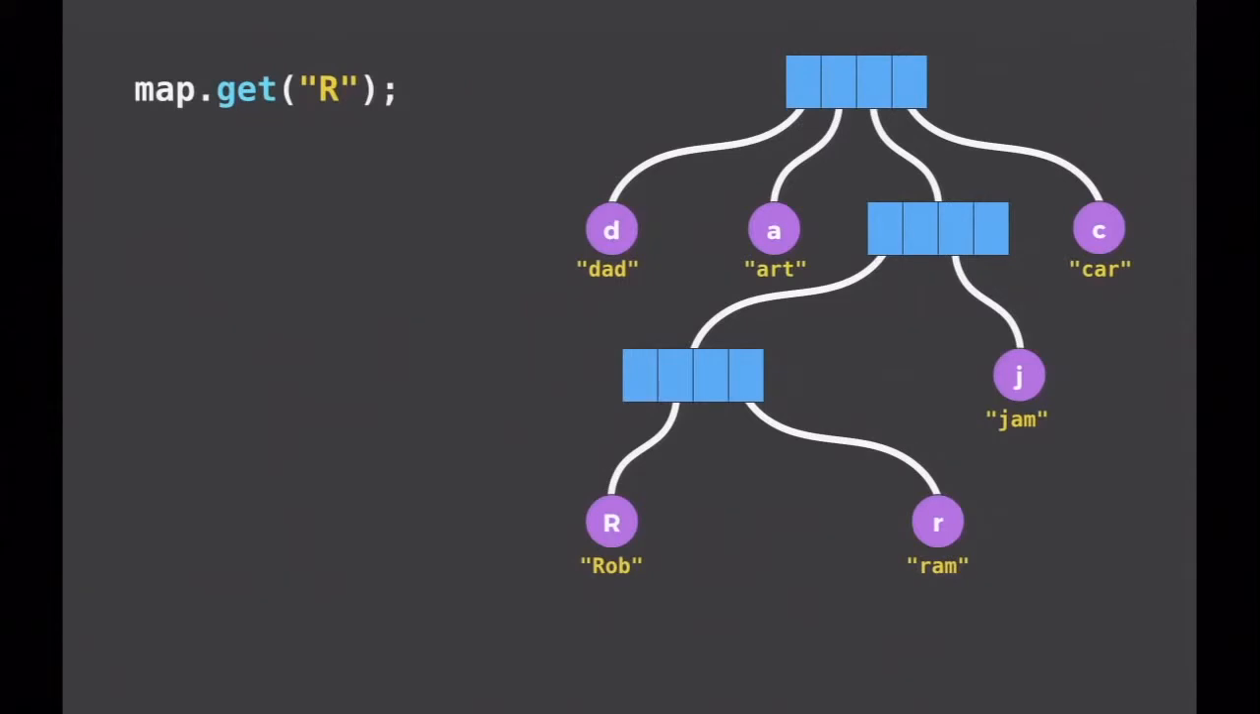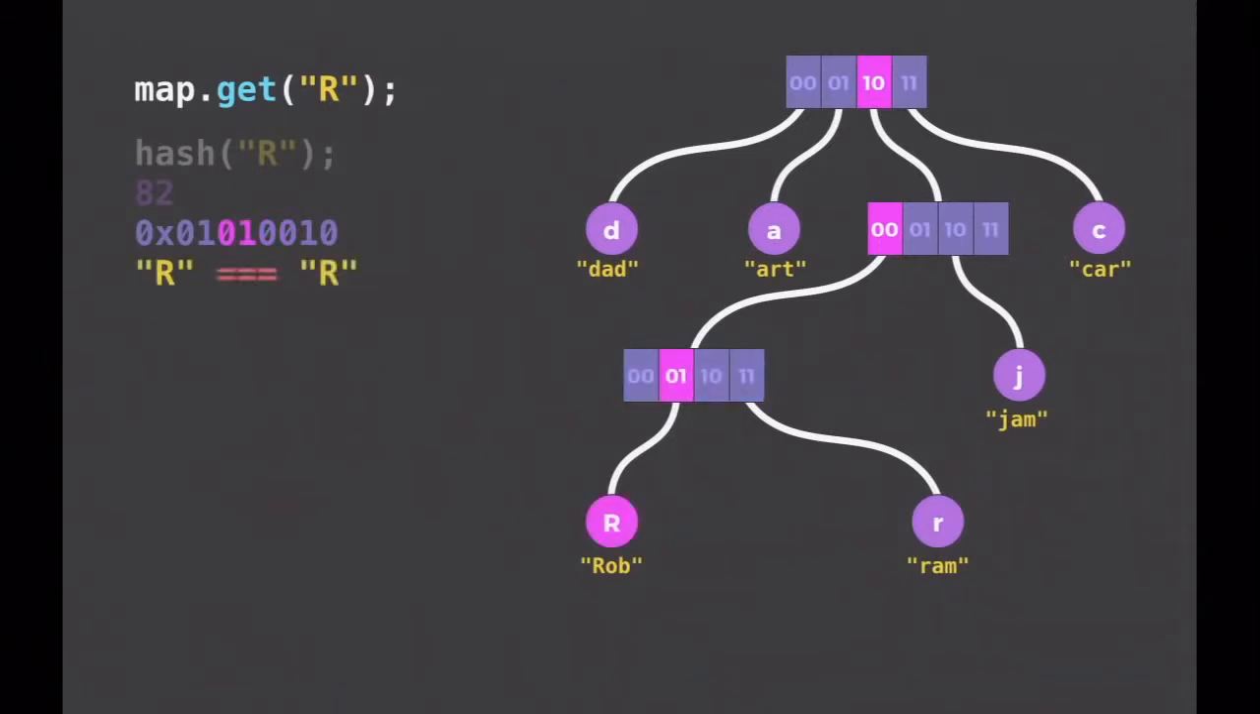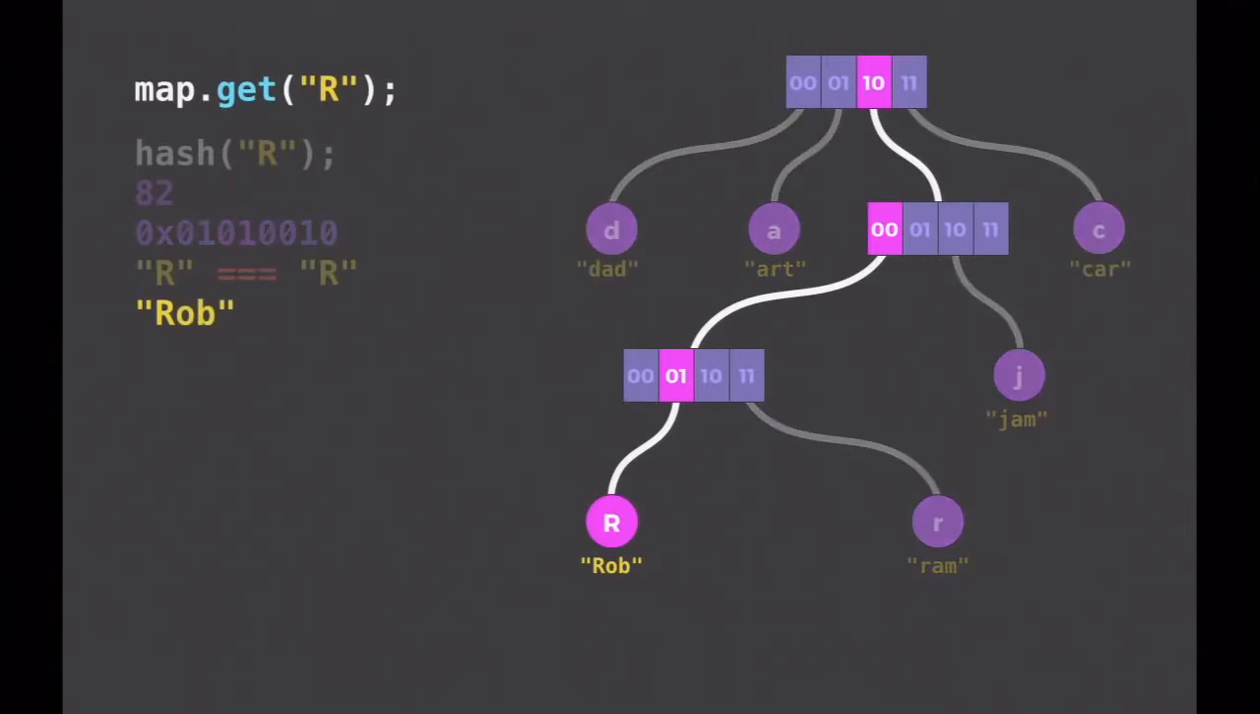So let's do a get. Let's get capital R. First we need to hash R, and it turns out that that's 82. And we're going to get the binary number of 82. We're going to do the same trick, only this time I'm going to start with the least significant bits and move forward. So I'm going to do 1, 0, 0, 0, 0, 1. And then I found a value node. So notice I didn't even have to go through the whole number. I just had to go until I found a value node. I need to check to make sure that my keys are the same, so I'm going to do a little equality check and make sure that the key matches up and I didn't get some kind of collision. And then I can return back Rob.